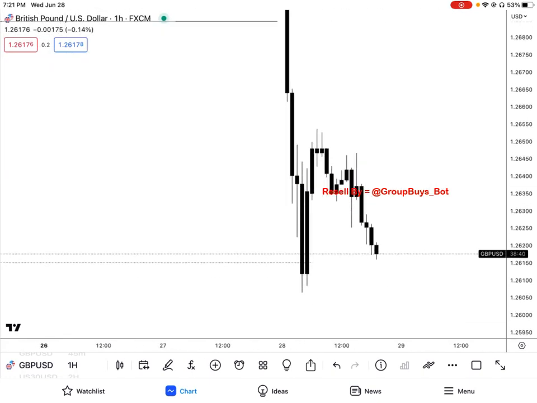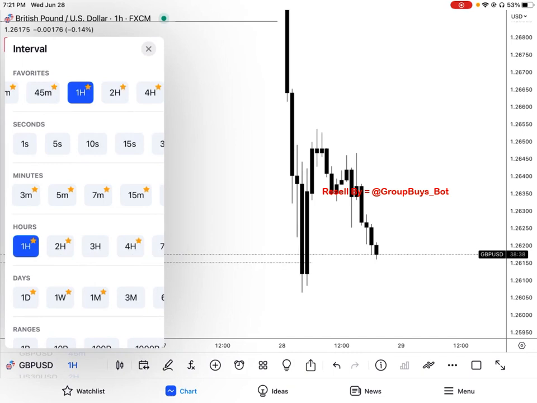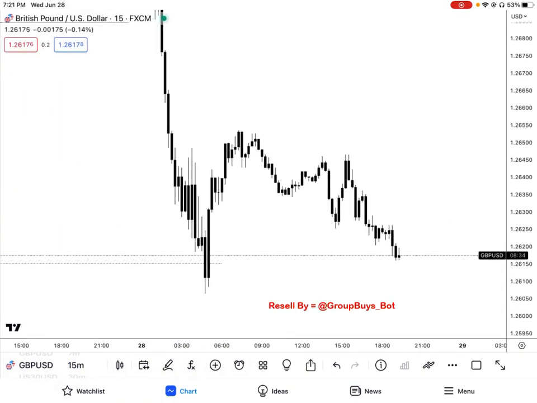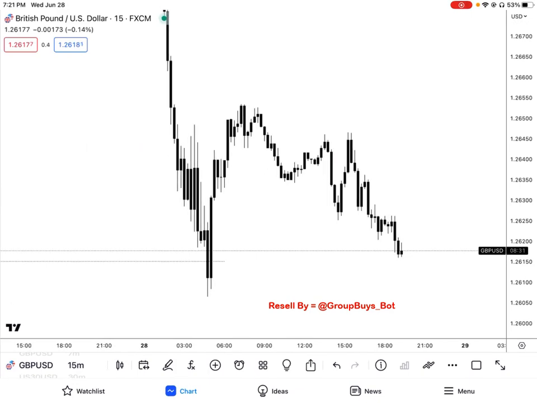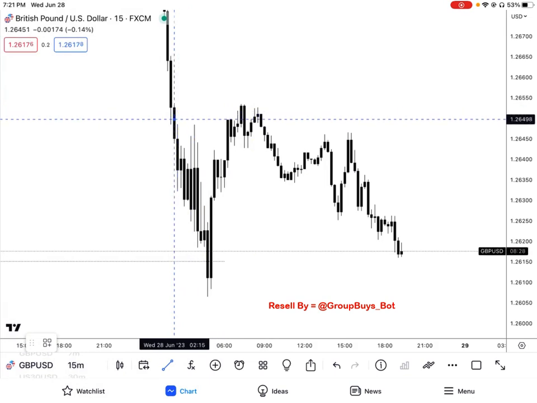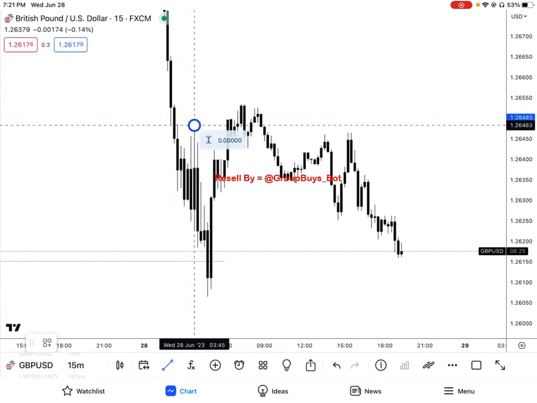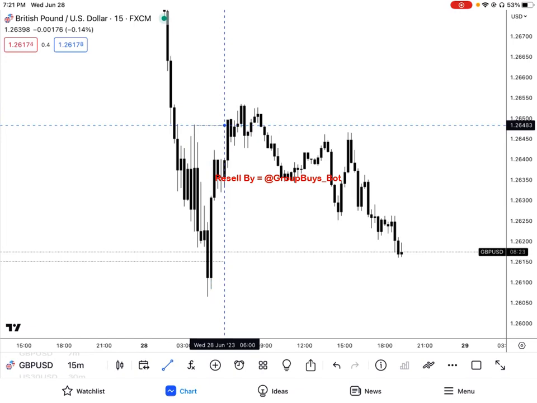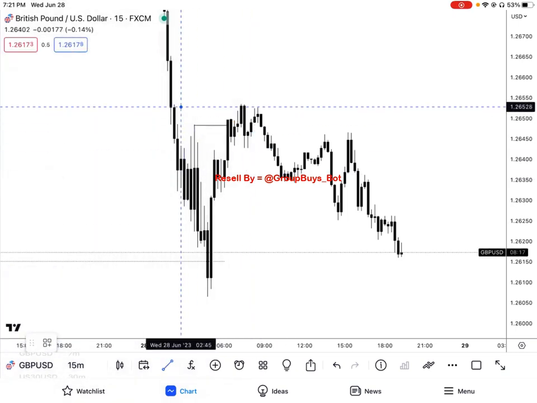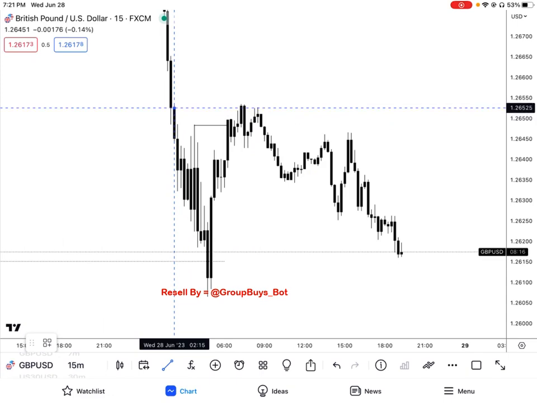And we broke structure. I'm going to drop down to the 15 just so that we can mark up a more clear break of structure right here. We actually broke with the candlestick, right? We broke structure right here. Well, we broke it right here. So we broke minor structure first. And then we went ahead and broke major structure right up here.